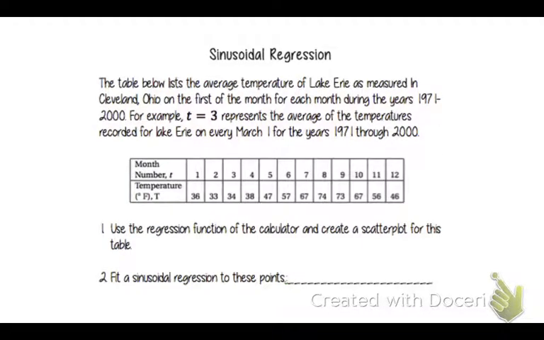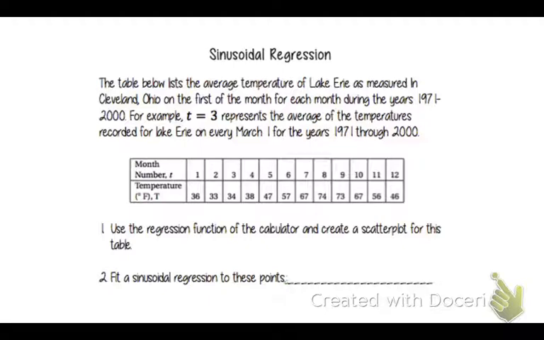So for this first problem, the table below lists the average temperature of Lake Erie as measured in Cleveland, Ohio, on the first of the month for each month during the years 1971 to 2000. So for example, T equals 3 represents the average of the temperatures recorded for every March 1st through the years 1971 through 2000. So each data point is an average of the temperature that occurred on that date for those years.